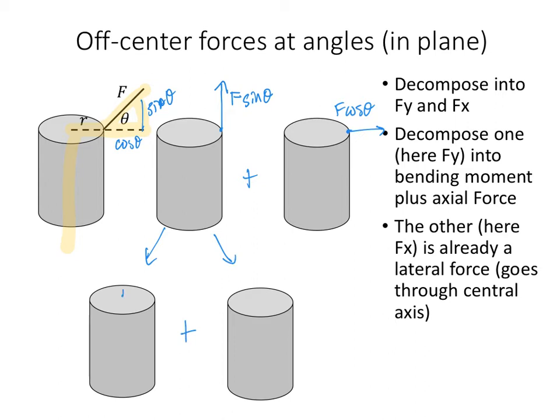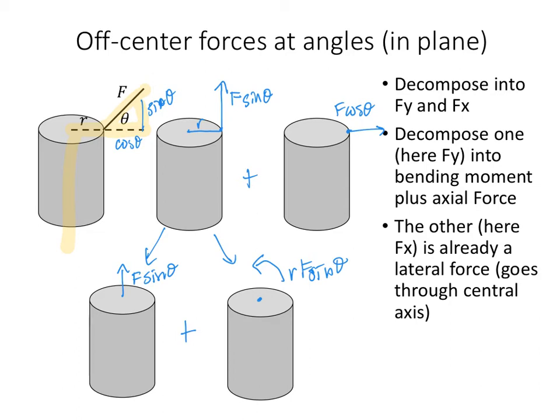So we can switch that to an on-center axial load, F sine theta, and then there's a moment created by this distance here, which is the radius r. That moment is bending it this way, and this is a bending moment around the center point of magnitude rF sine theta. And then this other one is a lateral load.